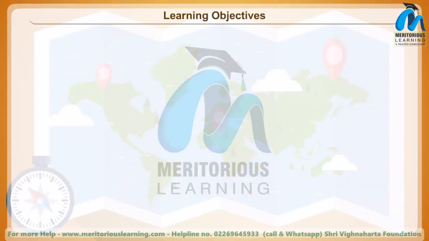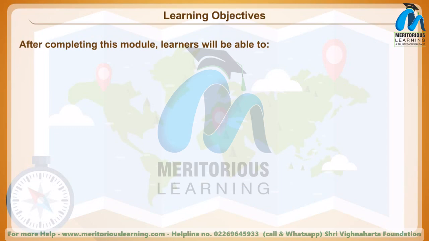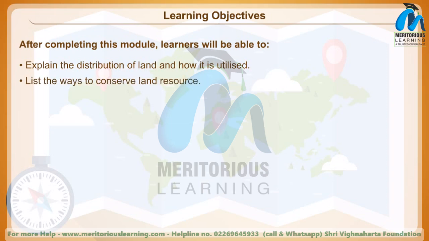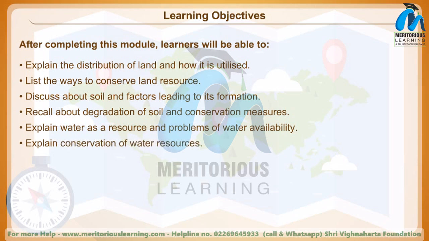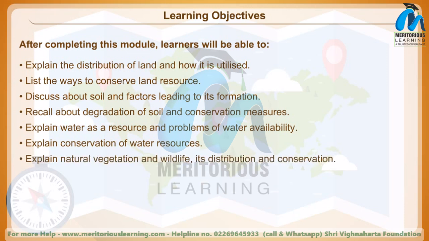Learning objectives. After completing this module, learners will be able to explain the distribution of land and how it is utilized, list the ways to conserve land resources, discuss soil and factors leading to its formation, recall degradation of soil and conservation measures, explain water as a resource and problems of water availability, explain conservation of water resources, explain natural vegetation and wildlife, its distribution and conservation.